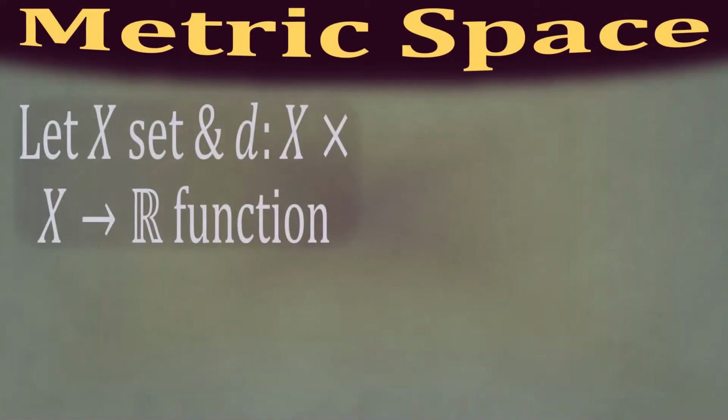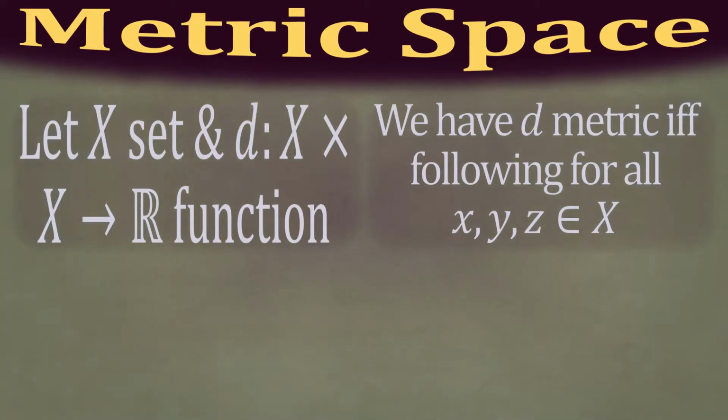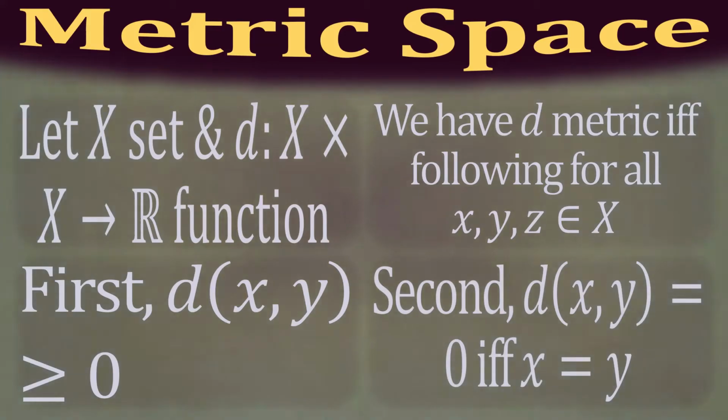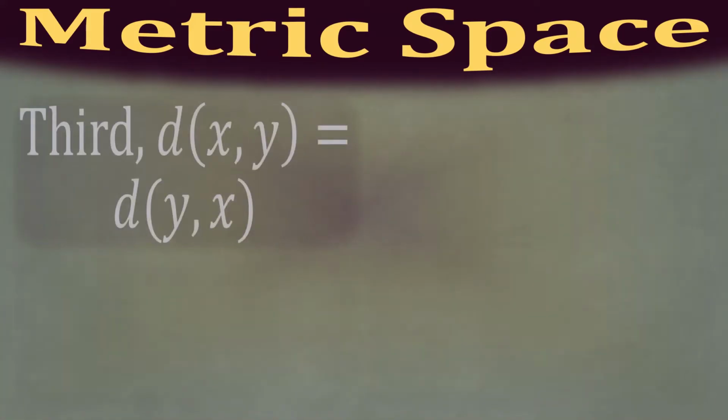We now want to discuss metric spaces, so let's define a metric space. Let X be a set, and let d from X to the real numbers be a function. Then d is a metric if and only if the following hold for all x, y, and z in X. First, d of xy is greater than or equal to 0. Second, d of xy is equal to 0 if and only if x is equal to y. Third, d of xy is equal to d of yx.